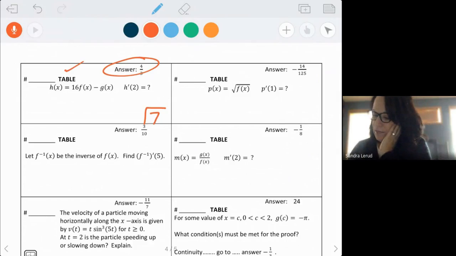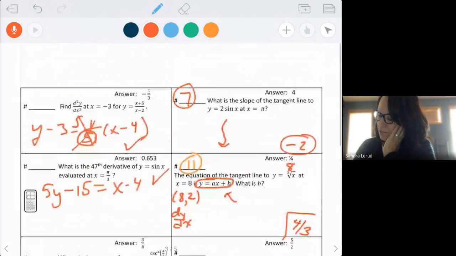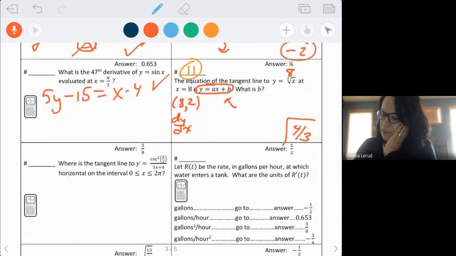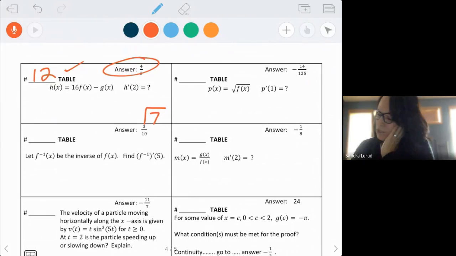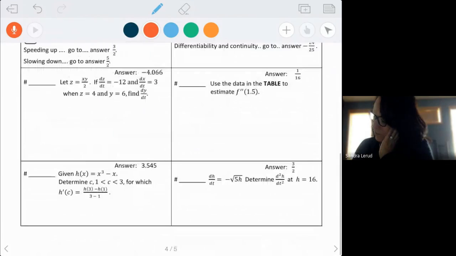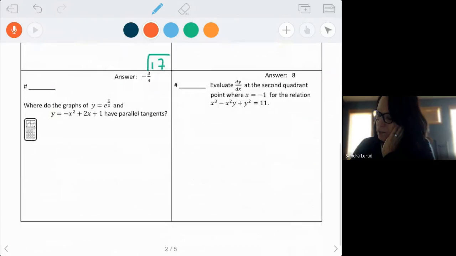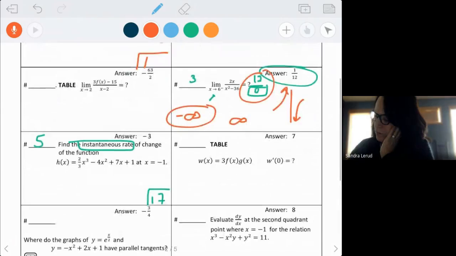So answer 7 will lead us to, what number was that? Was that number 11 or number 12? Just a second. I don't want to be off with my numbers after going through. That was number 12, right? The 4/3 led us to number 12. So 7's going to lead us to number 13. So let's go find that. Number 7. 7, where are you? Here it is. That'll be number 13, right?